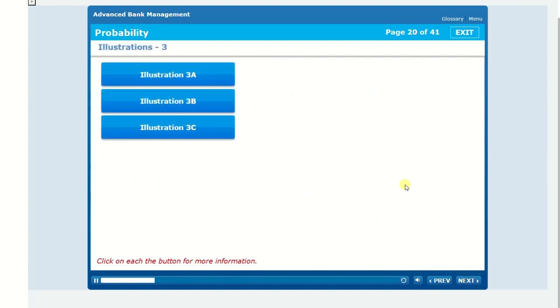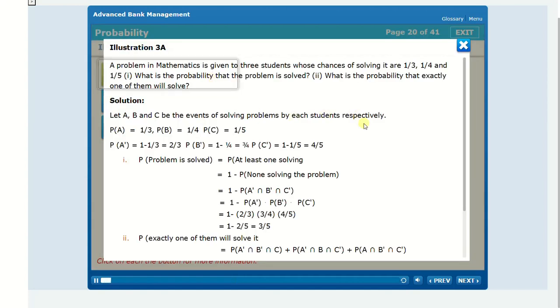Illustration 3a. A problem in mathematics is given to 3 students, whose chances of solving it are 1 by 3, 1 by 4 and 1 by 5. 1. What is the probability that the problem is solved? 2. What is the probability that exactly one of them will solve it? Solution. Let A, B and C be the events of solving the problem by each student respectively.